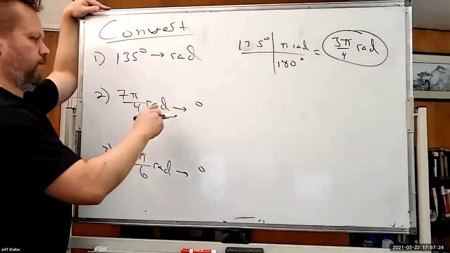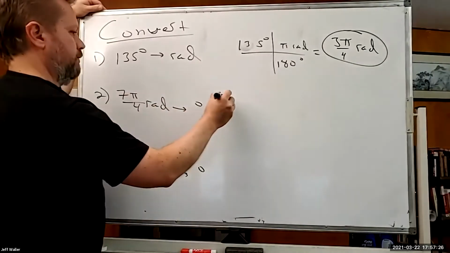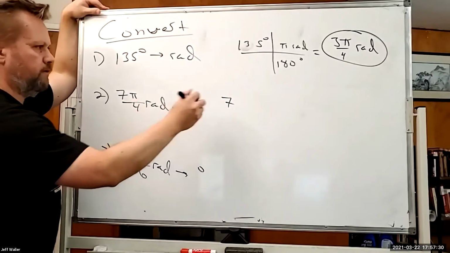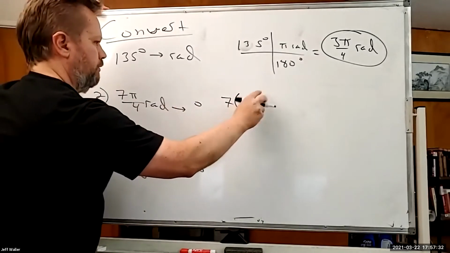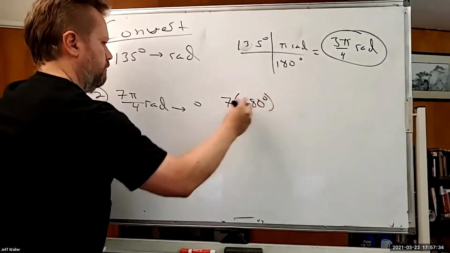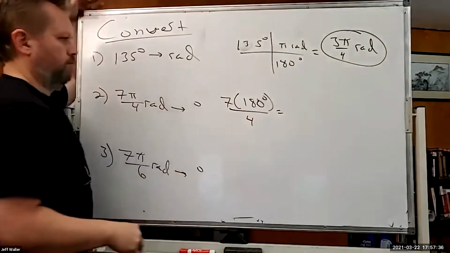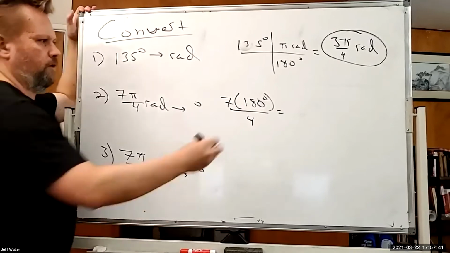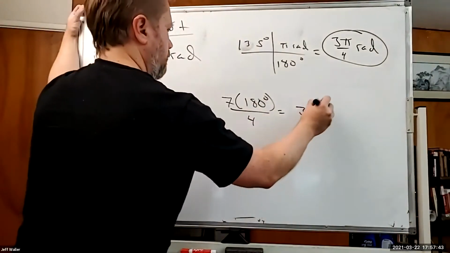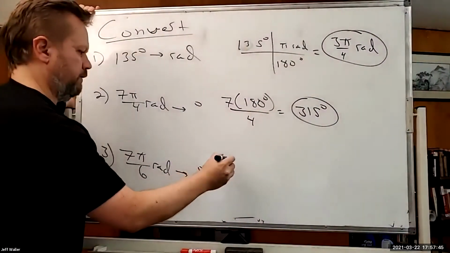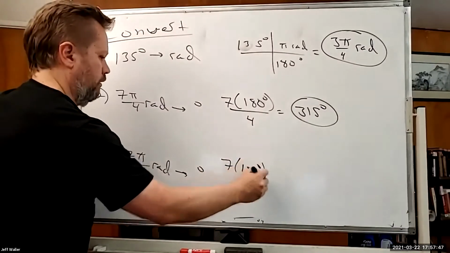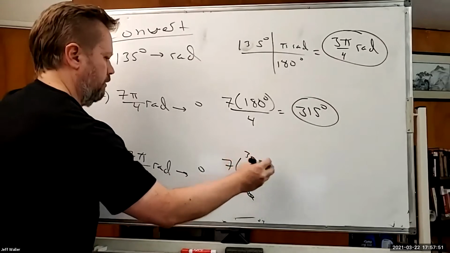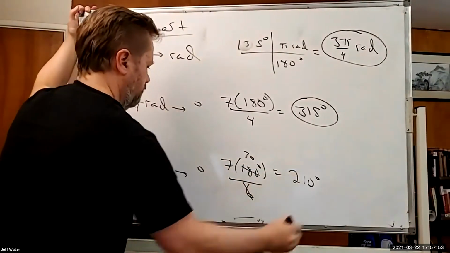7 pi over 4 rad. So these two should be easy, because pi radians is the same thing as 180 degrees. 315 degrees. Okay. 7 pi over 6 is 7 times 180 divided by 6. 6 goes into 180 30 times. So that makes 210 degrees.